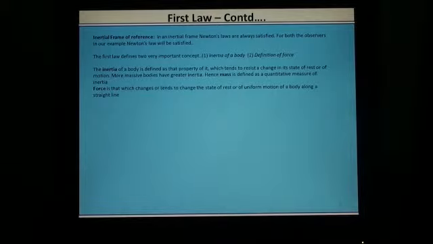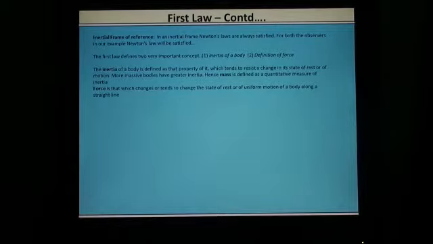From this first law, two very important concepts are deduced. One is the inertia of a body and the other is the definition of a force. So let's understand what we mean by inertia of a body. The inertia of a body is defined as that property of it which tends to resist a change in its state of rest or of motion.